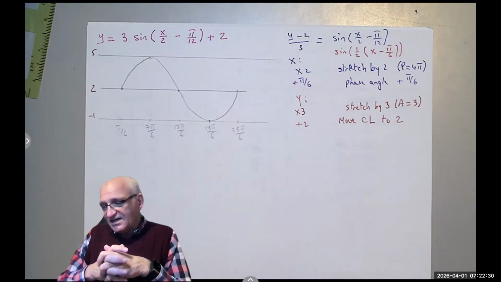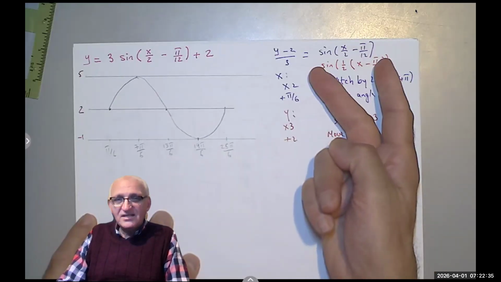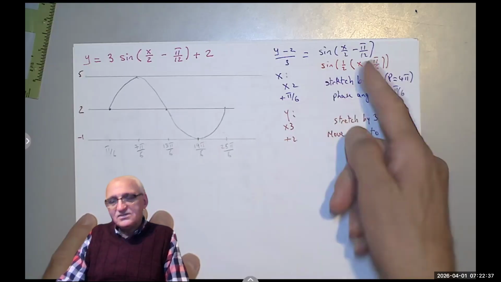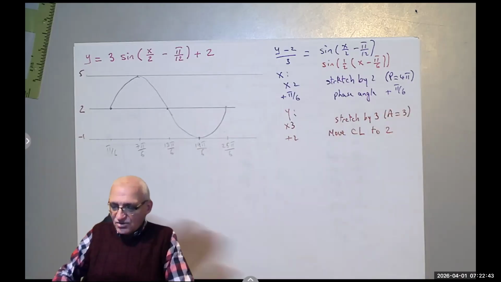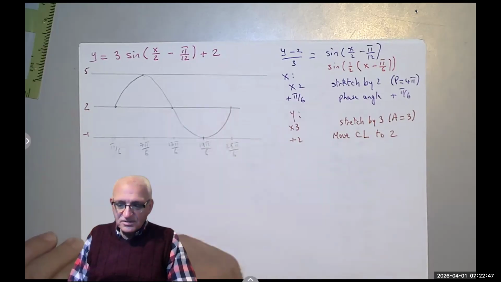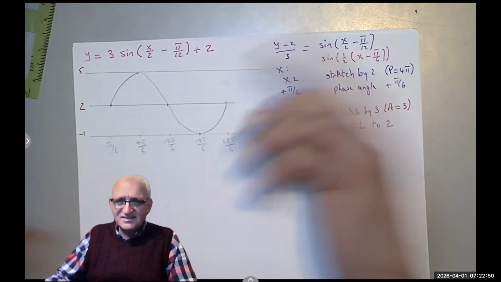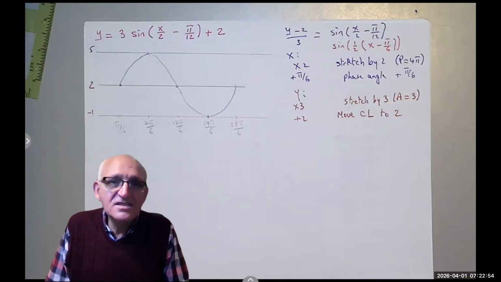And if I should have made this pi over 12 minus x over 2, because you would multiply the x by -1, which means you are rotating about the y axis. So you will take this graph and turn it backwards. So it's going to look something like that. It's so easy. But I hope this was easy for you to follow.